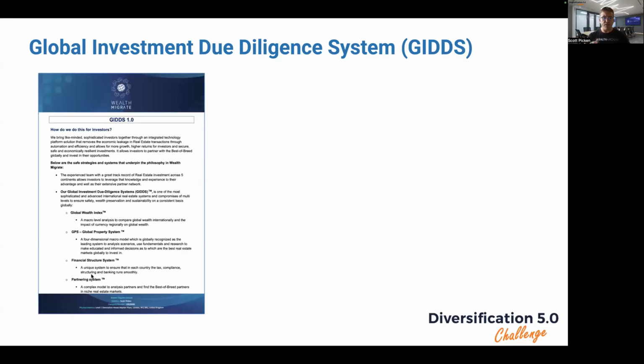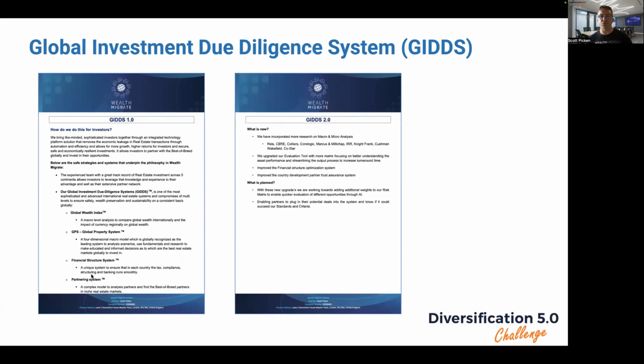So if you want to go into more detail on this, in Wealth Going Global, I literally share with you GIDS 1.0, which is our residential system. I forget how long it is now. It's 20 plus pages in terms of our entire due diligence system for residential. And then GIDS 2.0, which is our commercial process. So I literally go into all the detail of how to do this. And I share that during Wealth Going Global.